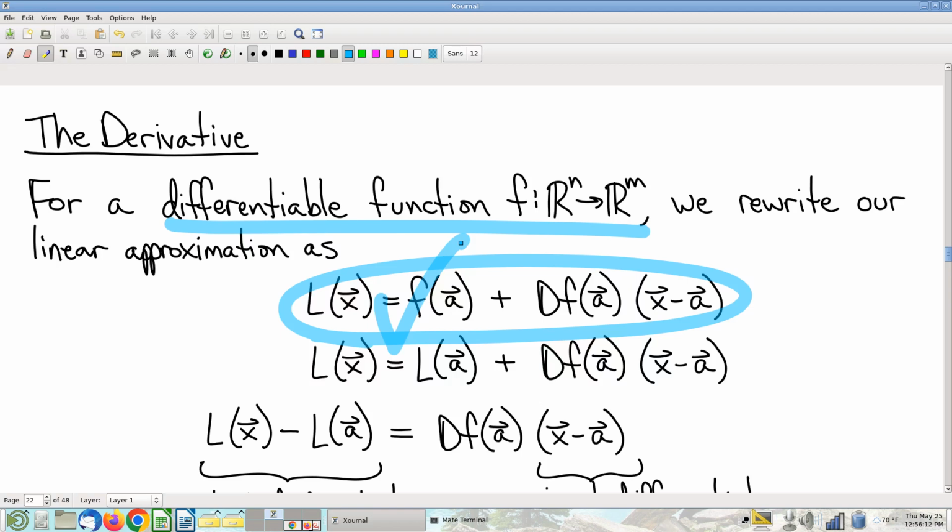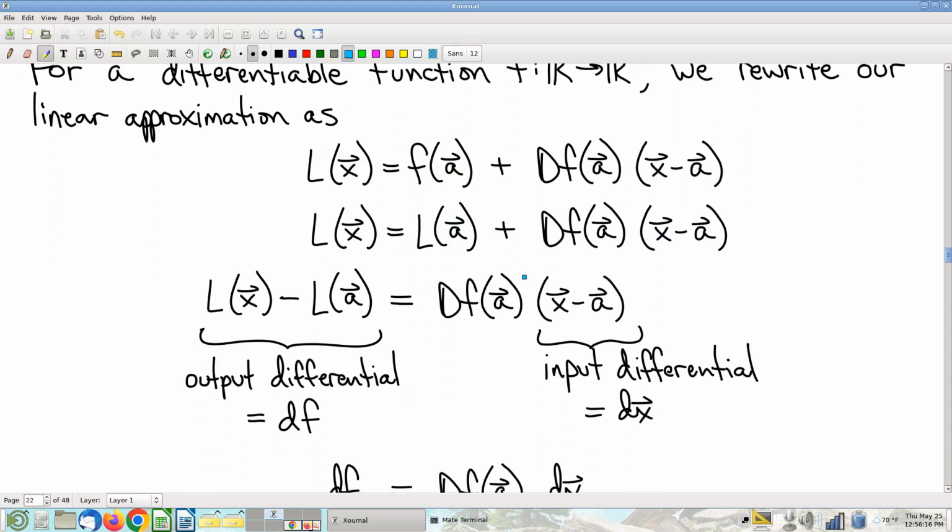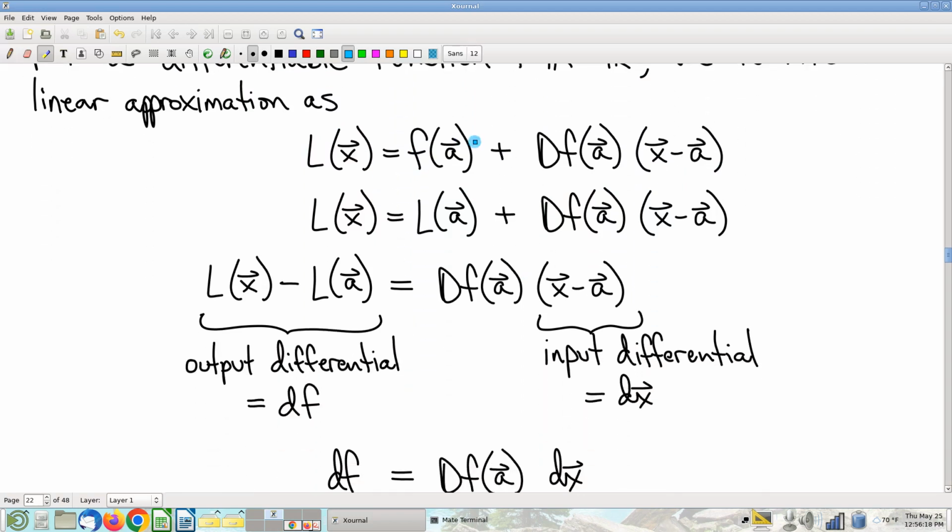Okay. So now I'm just going to kind of move things around a little bit. One of the criteria of a linear approximation is that it has the same value as f at the base point. And now I'm going to take this and move it over to the other side. Didn't really hardly do anything yet. But look what we've got now.